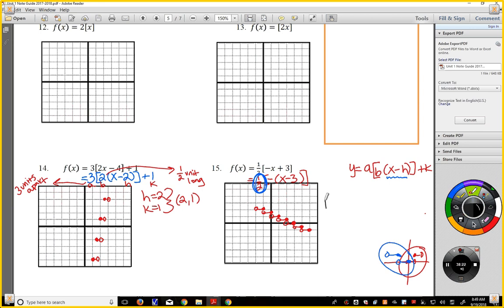So domain is all real numbers, or if you like writing it in interval notation, negative infinity to infinity. And so I'm a little bit flexible on tests with writing domain and range. I don't care if you guys use inequalities or interval notation. But when it says like increasing interval, you have to use interval notation. So I'm going to ask you that anywhere it says interval, that you use interval notation.